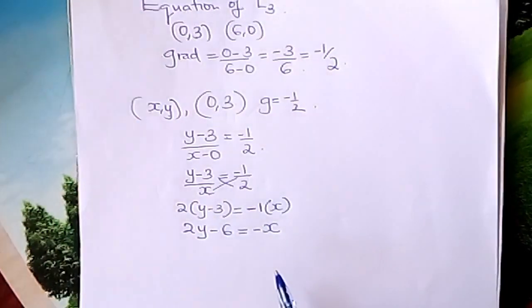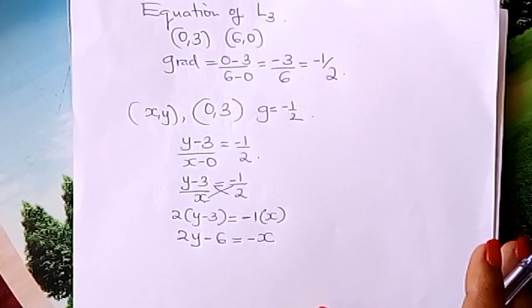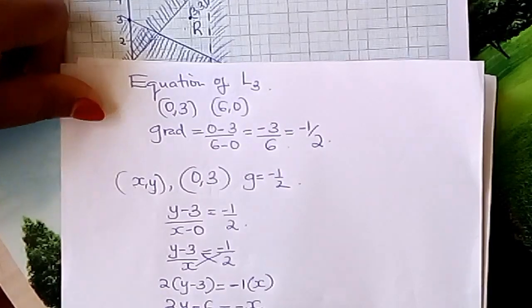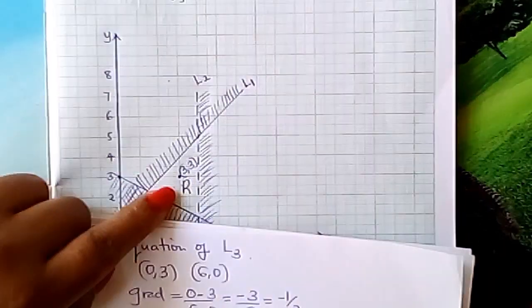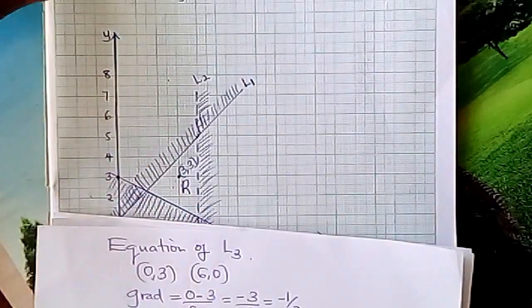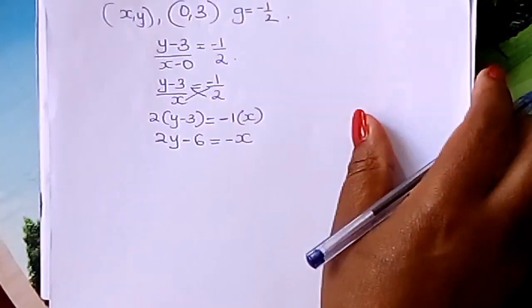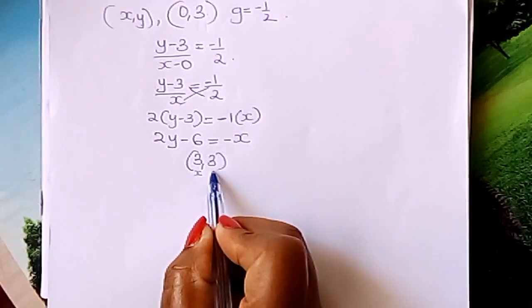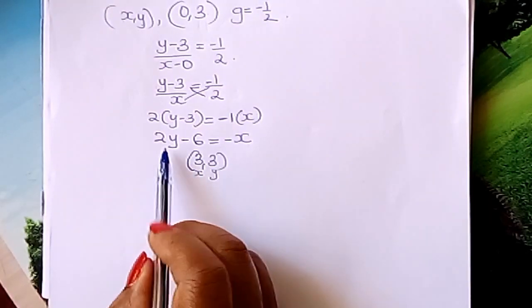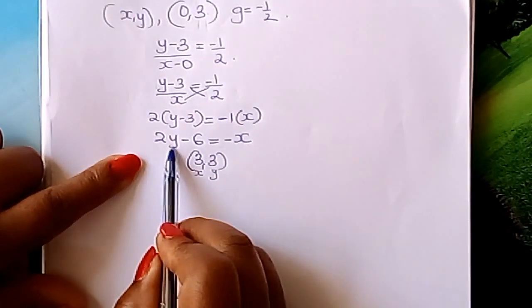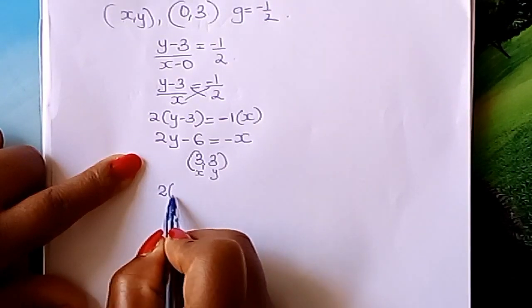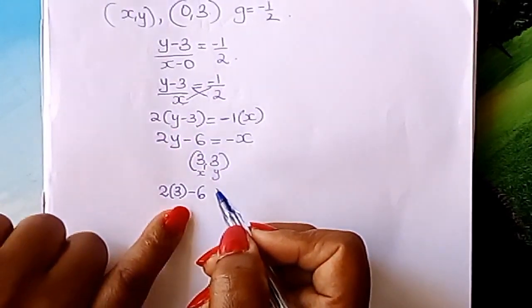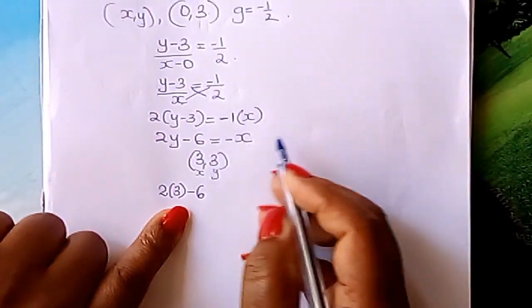From here, learner, we now need to know the inequality that satisfies this unshaded region given this line. So again, we pick our point. Remember our point, learner, was 3, 3. We test with that point. Remember, this is the x coordinate and this is the y. Substitute them here and here. Substitute y here. So you write 2 in bracket 3 minus 6. This is the left hand side. Then don't put equal to sign here. Go to the other side.